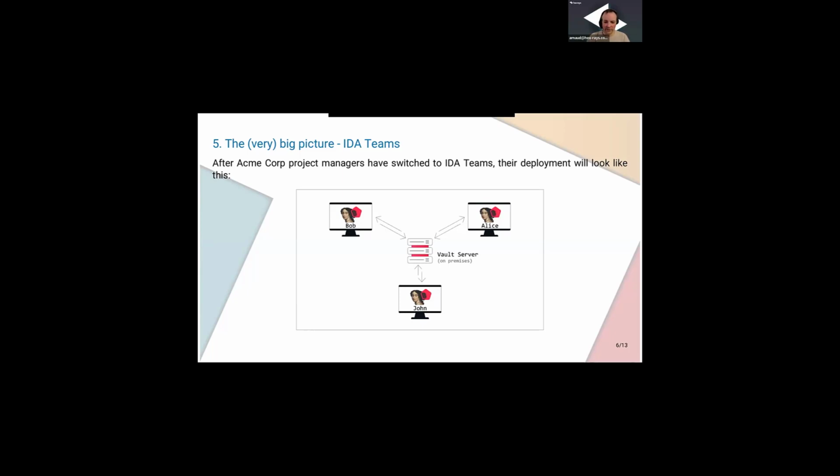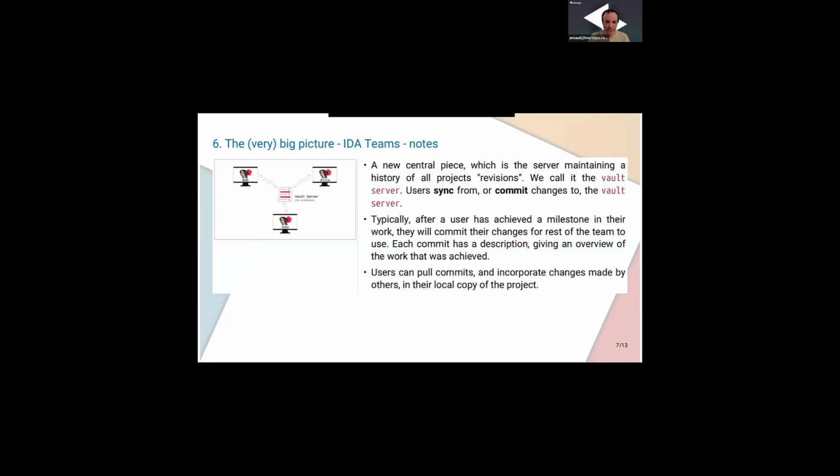So Alice, Bob, and John are still working with this central piece that we call the Vault server, which is a server that you would install on your premises. So in Acme Corp's case, at Acme headquarters, for example. This is where all the revisions of certain projects are lying. This is where users store and commit changes to the projects that they're working on.